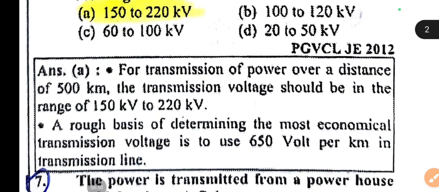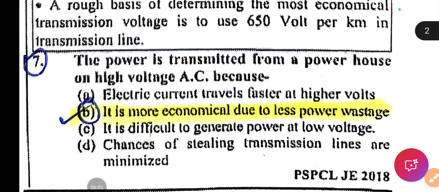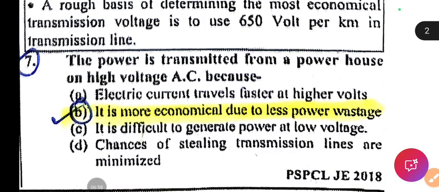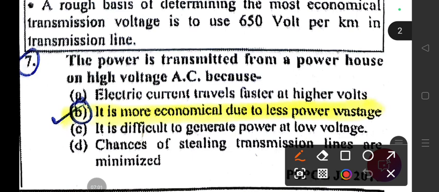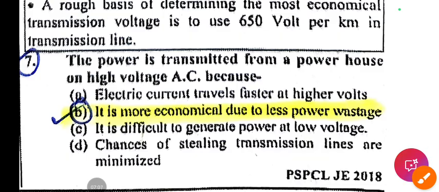Okay. Now, power is transmitted from a powerhouse on high voltage AC because it is more economical due to less power wastage. Okay, the answer is B. Now we will move to the next question.